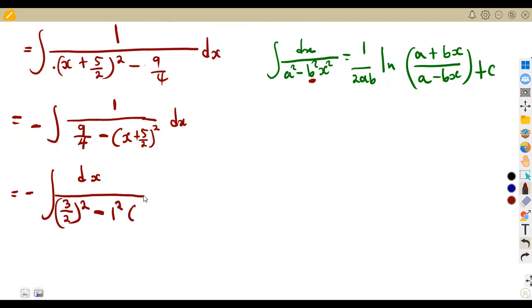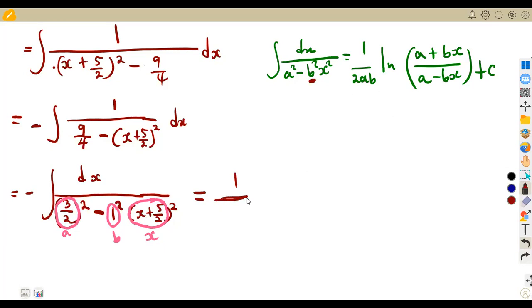The x is the part that we are given already, this part of x plus 5 over 2 squared. So this part represents our a, which is a squared. This part represents our b, which is b squared. The whole of this bracket, x plus 5 over 2, represents our x, which is x squared. Once we have this format, we can apply this formula. It is used whenever you have this format.